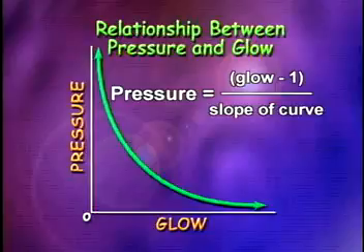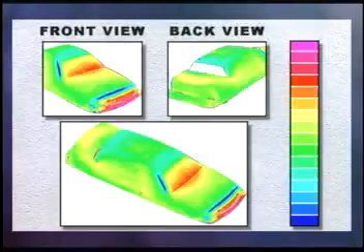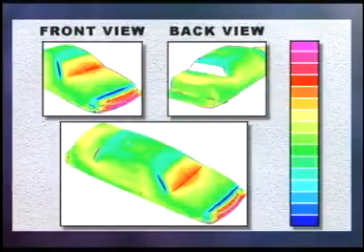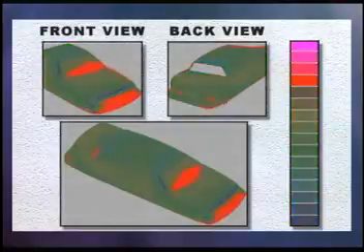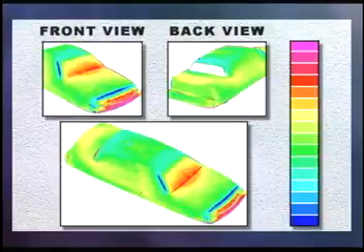Pressure equals quantity glow minus 1 divided by the slope of the curve. Using the graph in this algebraic equation, we solve for pressure. The pressures we calculate can be displayed using different colors like this. The red regions show where the pressures are high, and the blue regions show where the pressures are low. As you can see, the pressures in the front of the car are higher than the pressures in the back. As we calculated earlier, this difference determines the vehicle's drag.